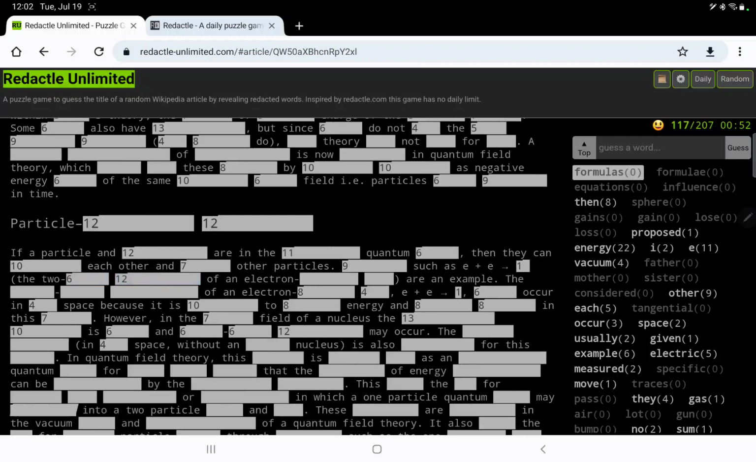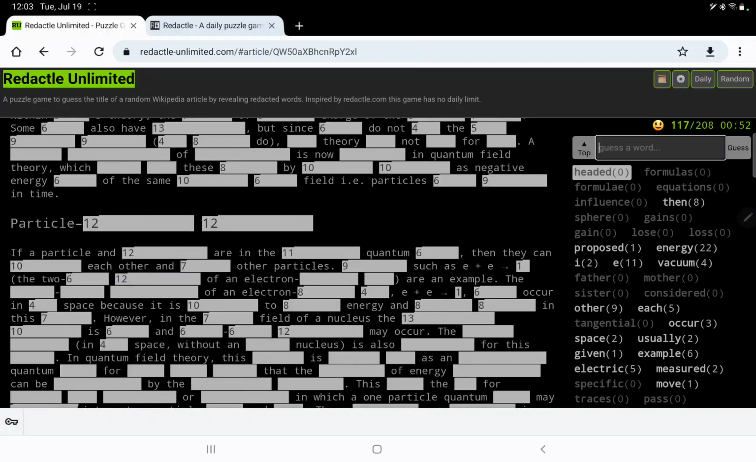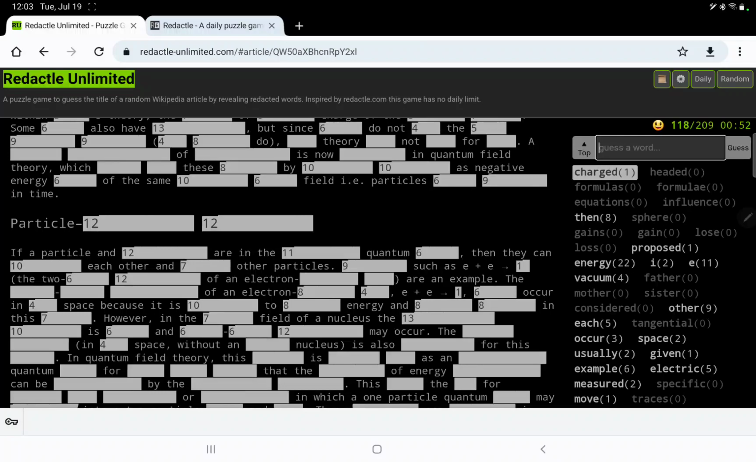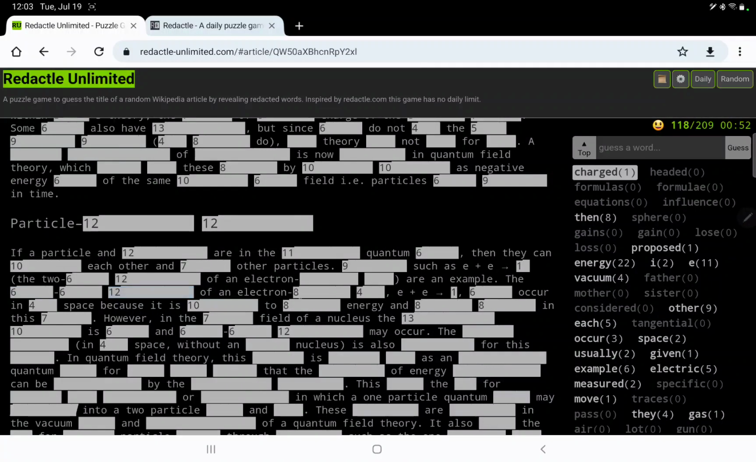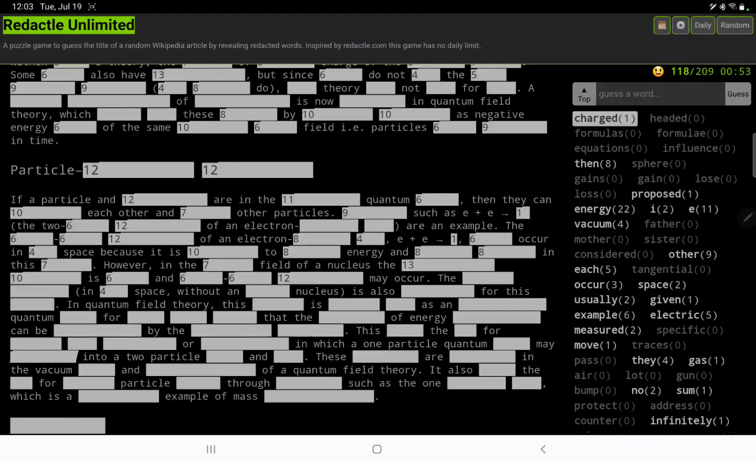The 2 6 12, 2 headed, no, 2 charged, the 2 dash something 12, the 6 dash 6 12 of an electron, blah blah blah blah. And what is the 4-letter word before space?